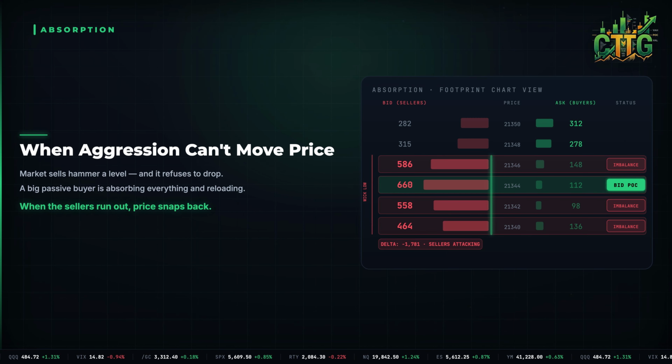That's absorption, and it's one of the strongest signals in order flow. Someone with size decided this price is too cheap, and they're happy to buy every contract panic hands want to sell. When the sellers run out, there's nobody left to push, and price snaps back. Aggression that can't move price is exhaustion in disguise.